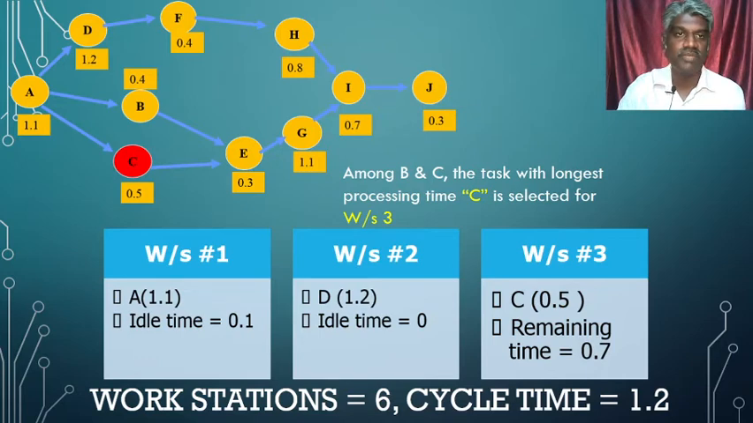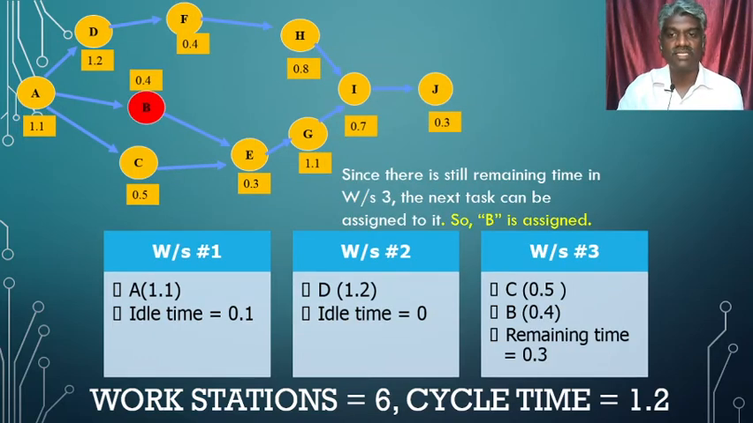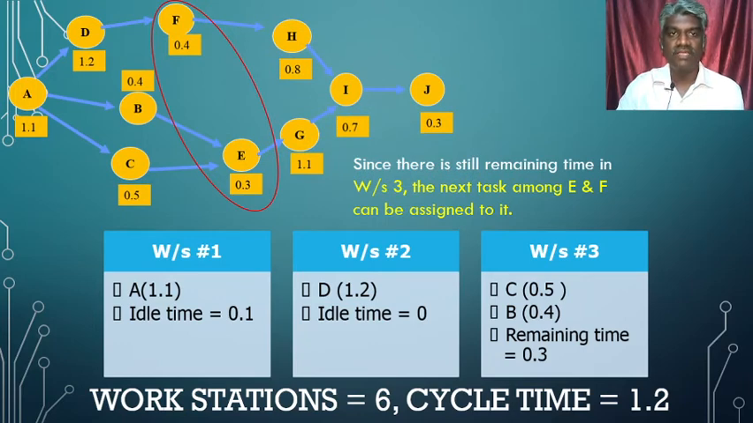So can we assign B? Yes, because B has a task time of 0.4. We can assign B to workstation 3. Even after assigning, we have a remaining time of 0.3. Now the next set of tasks are F and E. We are going to check whether we can assign F or E to the workstation so that we can assign it perfectly without any idle time.